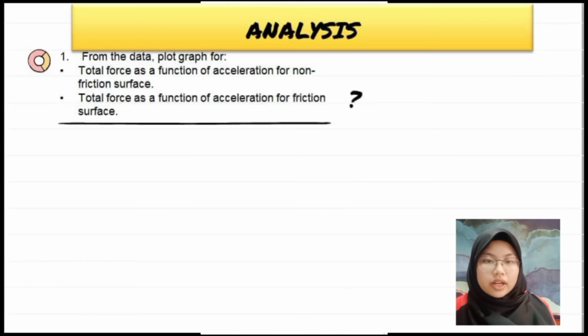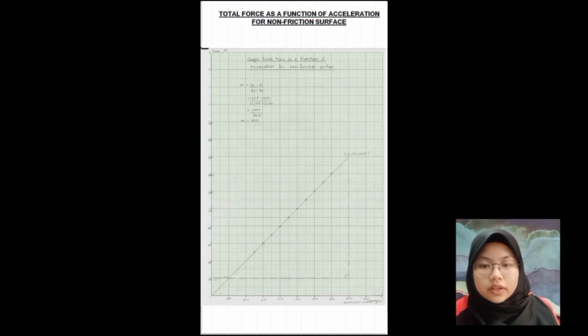First, from the data, plot a graph of total force as a function of acceleration for the non-friction surface. Here is the graph, and we plot it the same as the data we got. Here we got a straight line. Next we'll find the gradient. Here 1600 minus 200, and at the bottom 16.00 minus 2.00, so the m I got is 100.